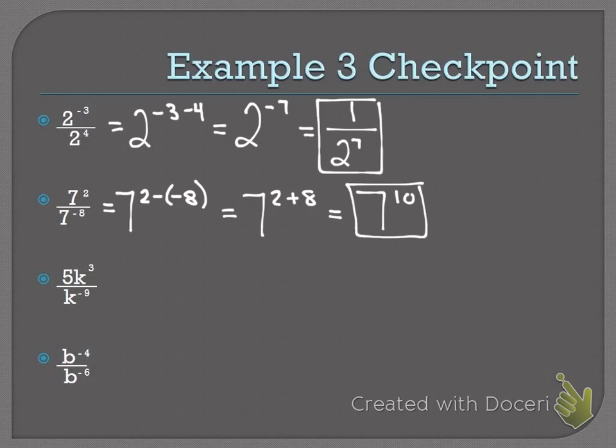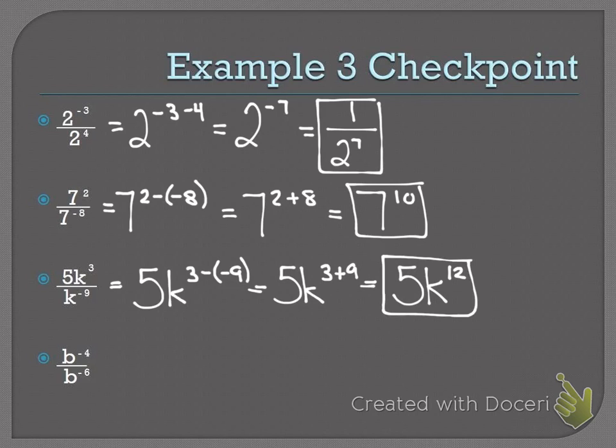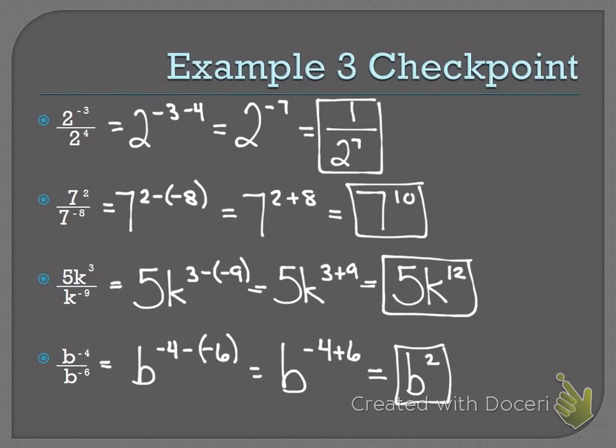Now that you've seen that, I want you to try to do the last 2. Okay, so we have 5. Okay, we can't do anything with 5. K to the 3rd minus negative 9. I subtract them, and it's already negative, so that becomes a double negative, 5k to the 12th. Okay, what about the 4th one? B to the negative 4th minus negative 6. You have to subtract them, and it becomes a double negative, b to the negative 4th plus 6, b squared.